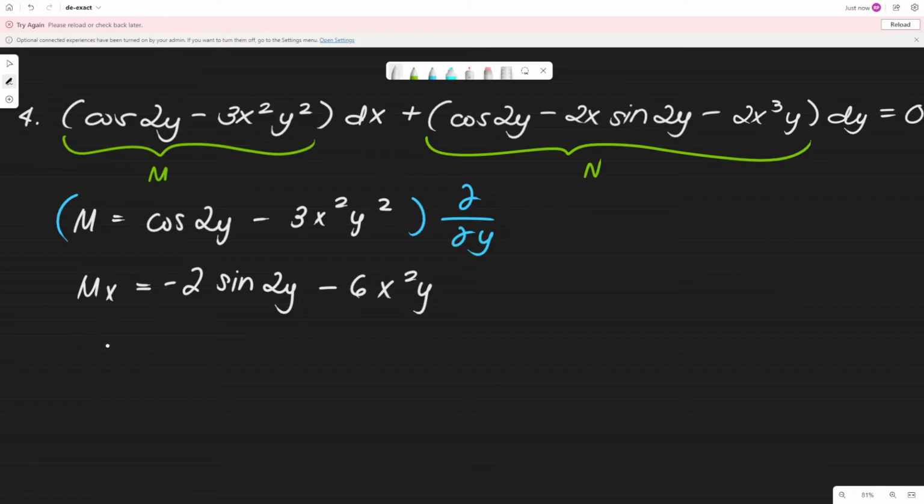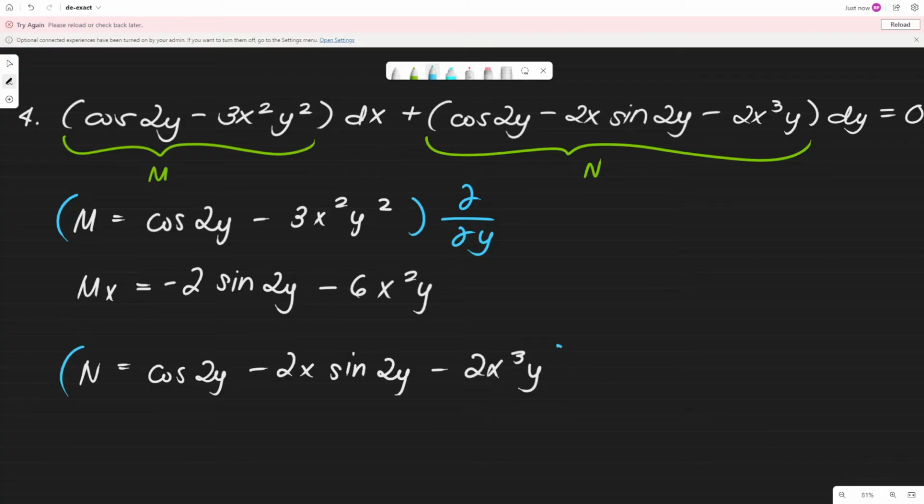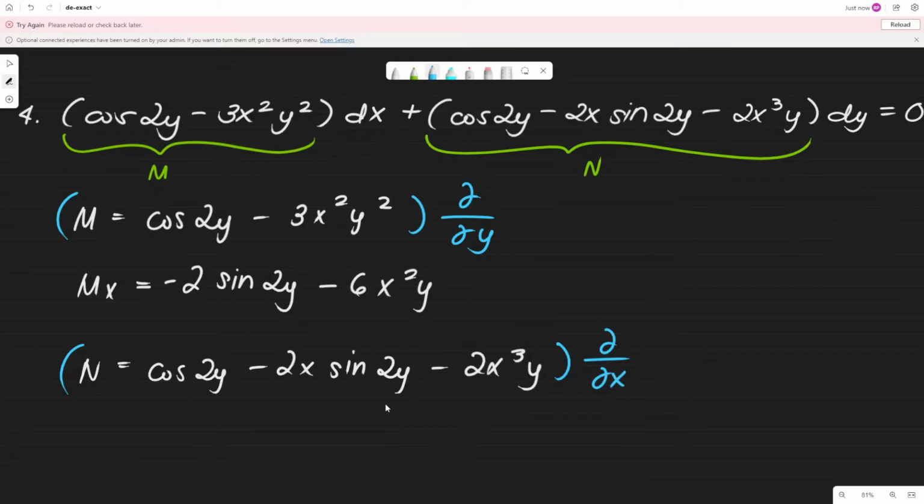Now, let's get n. I'll put it here, the n is a bit long. So, we have n is equal to cosine 2y minus 2x sine 2y minus 2x cubed y. Then, let's get the partial derivative in respect to x.